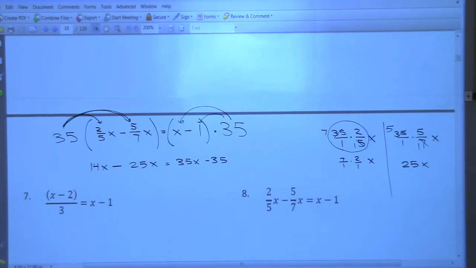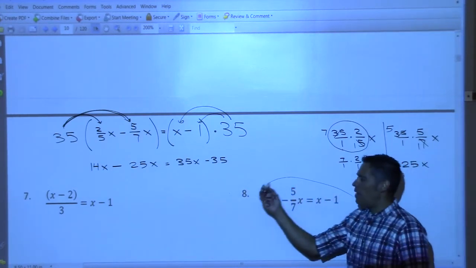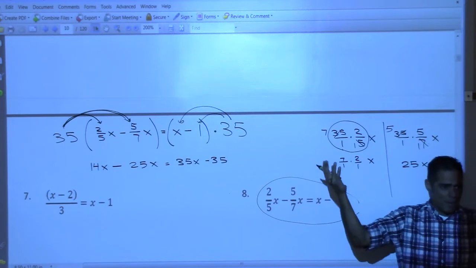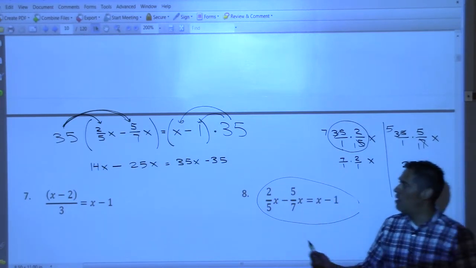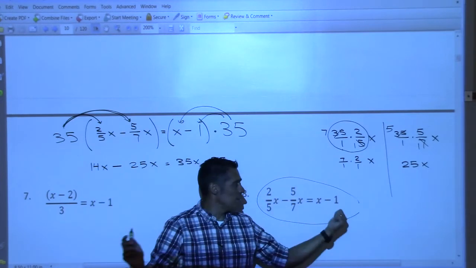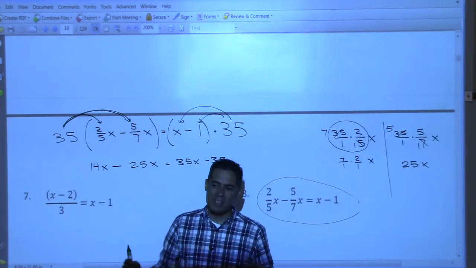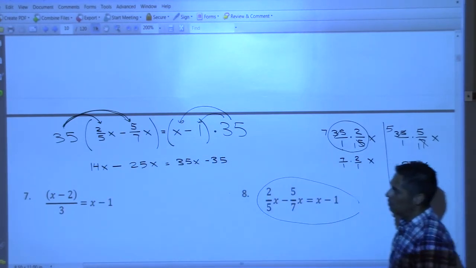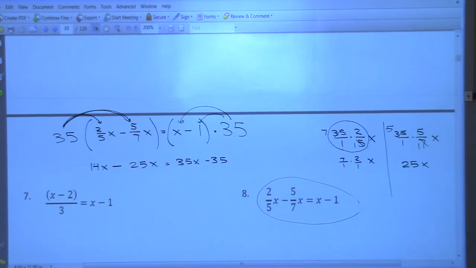So do you see what I've done is I've taken this problem that had a bunch of fractions in it. I multiplied both sides by 35. And what I now have is a new equation that should have the same answer as this equation, but it has no more fractions. So it's easier to work with. So what can I do with that?